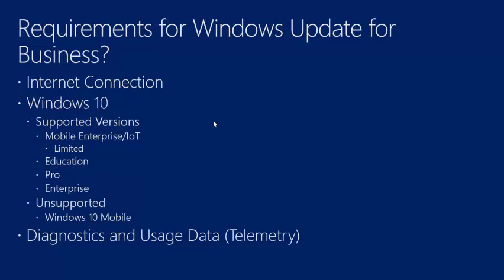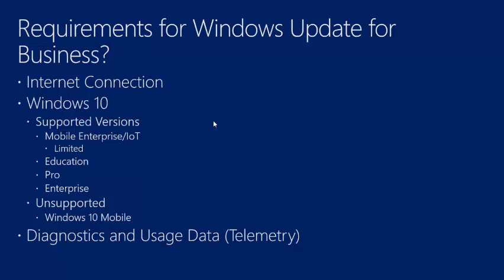So with that, what are the requirements for Windows Update for Business? Right? So I'll list out a few. Certainly, your systems that are going to participate in Windows Update for Business need to have connectivity to the internet, right? Windows 10 needs to be the operating system that you're deploying. We support a number of different versions.